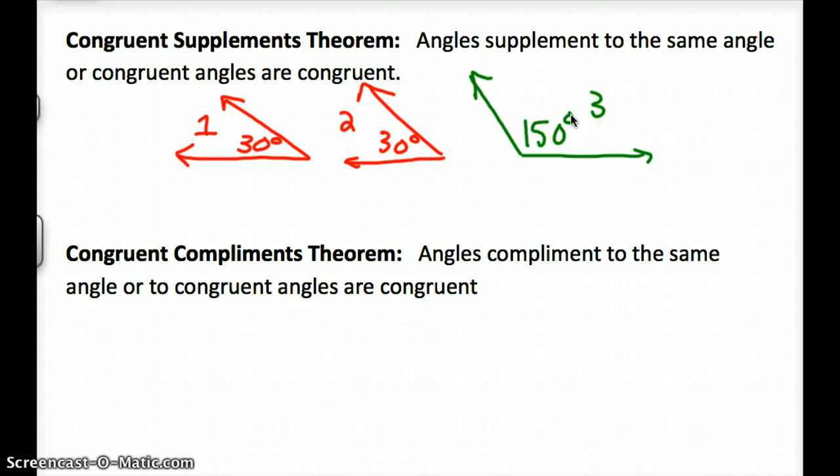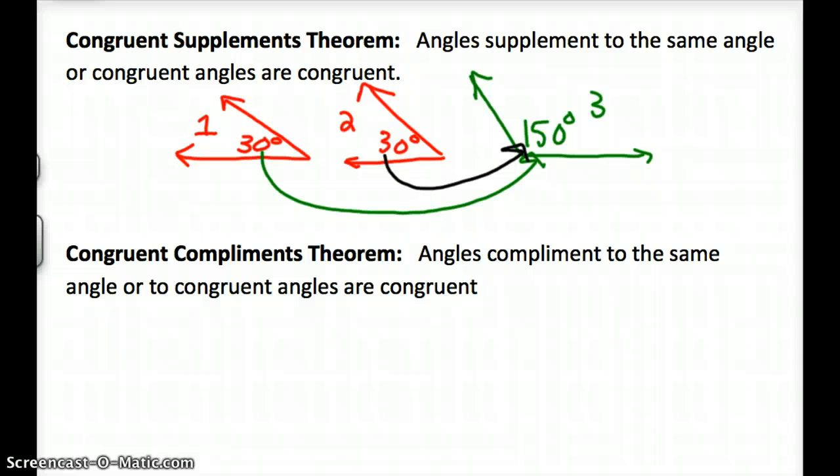Angles supplement to the same angle. So do you see 1 is supplement to 3 and 2 is supplement to 3? If 1 and 2 are both supplement to 3, do you see that those two angles are going to be equal? If they're equal, then they're going to be congruent.